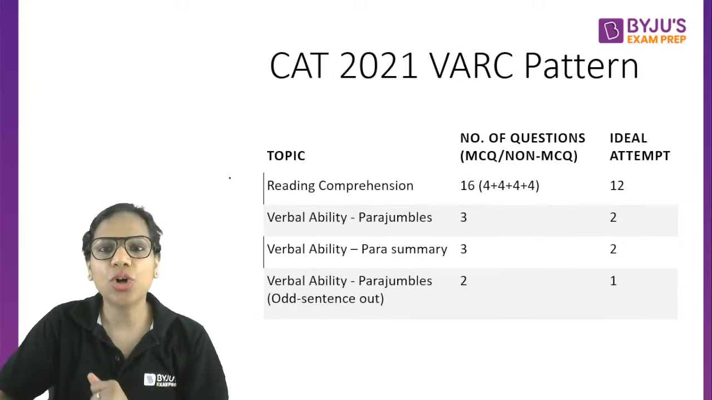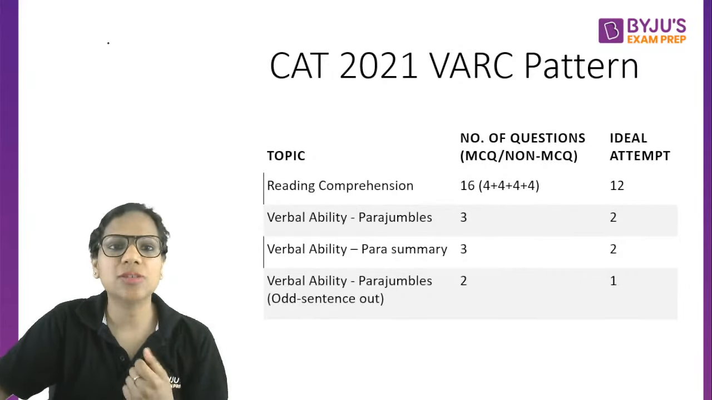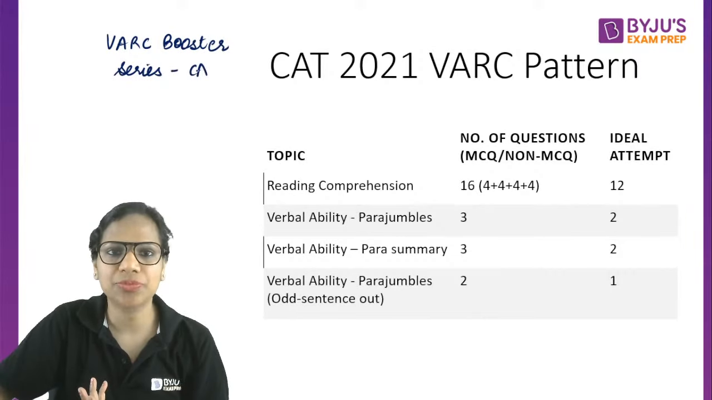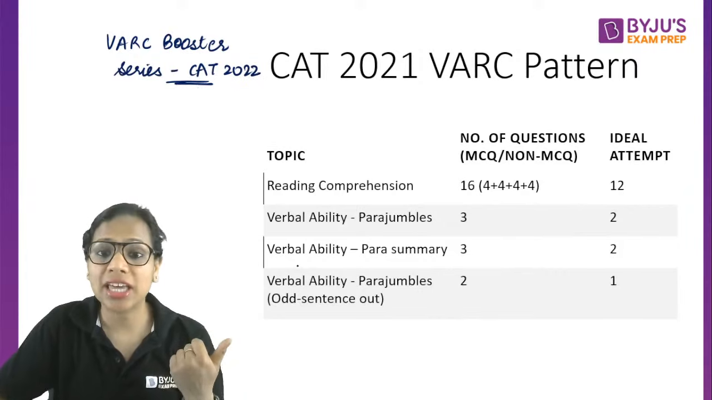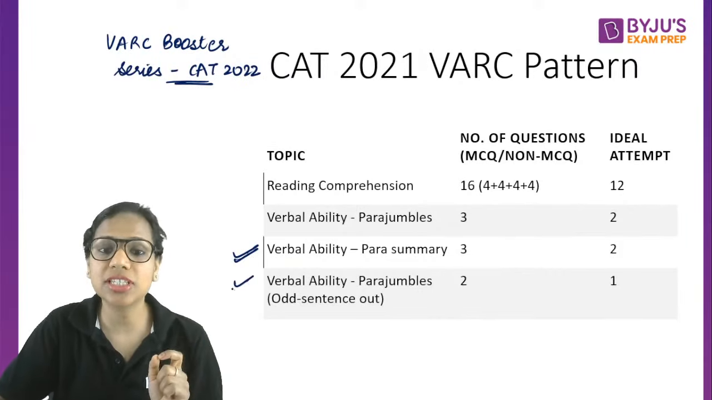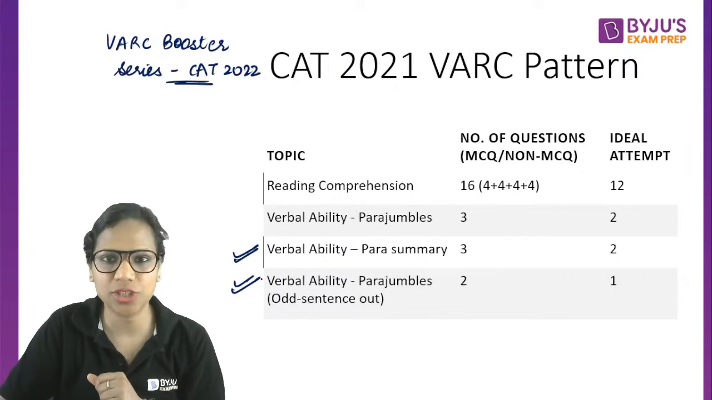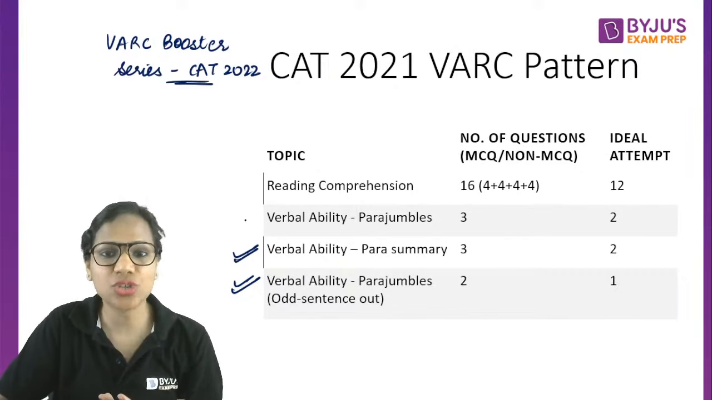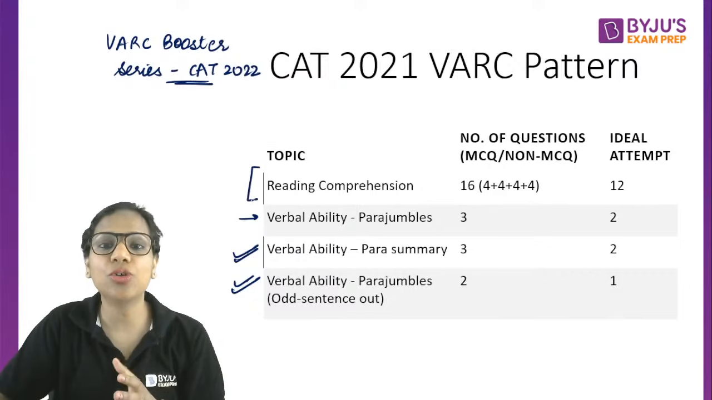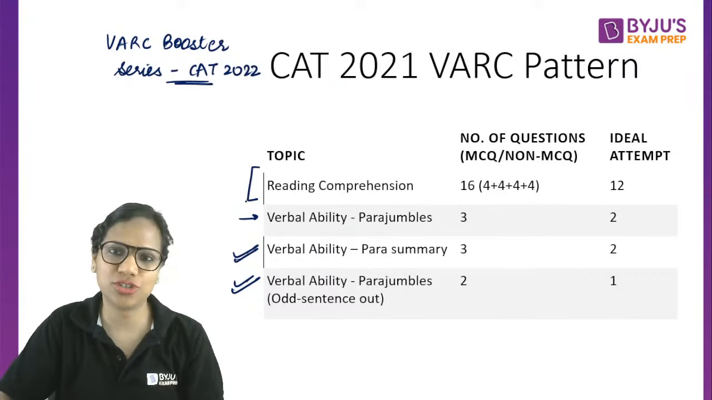Today, in the VARC booster series that has been going on for CAT 2022, I have discussed para summary with you. I have also discussed odd sentence out parajumbles with you. In the coming sessions, I will talk about sequence parajumbles also. So I thought, why not focus on RC passages today?